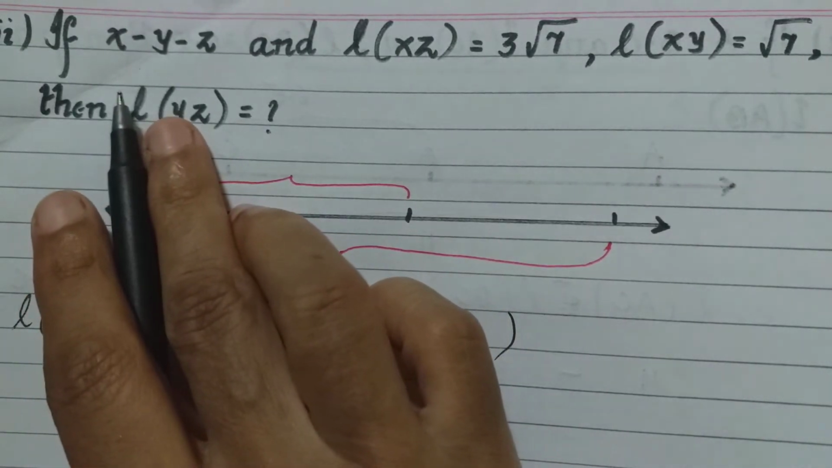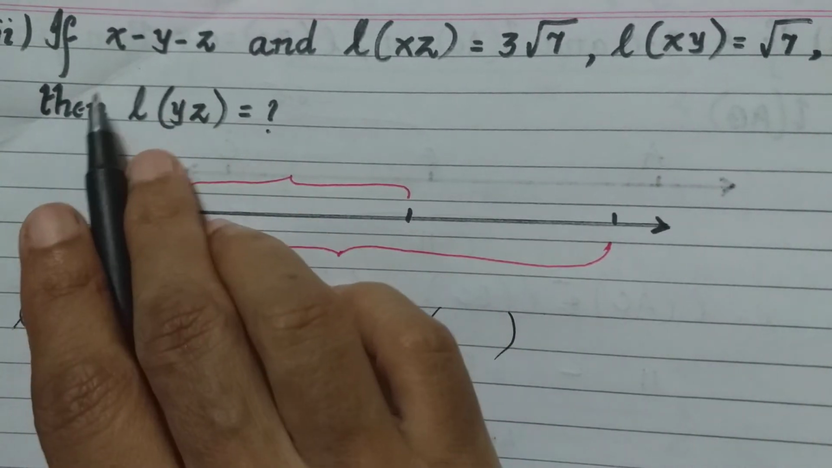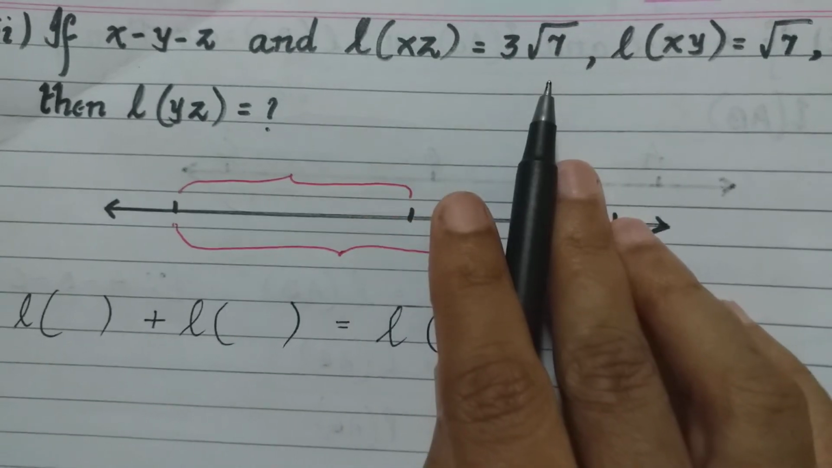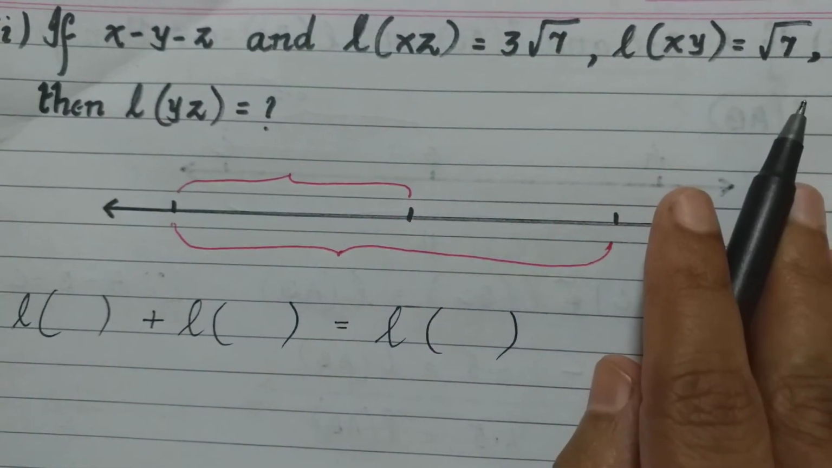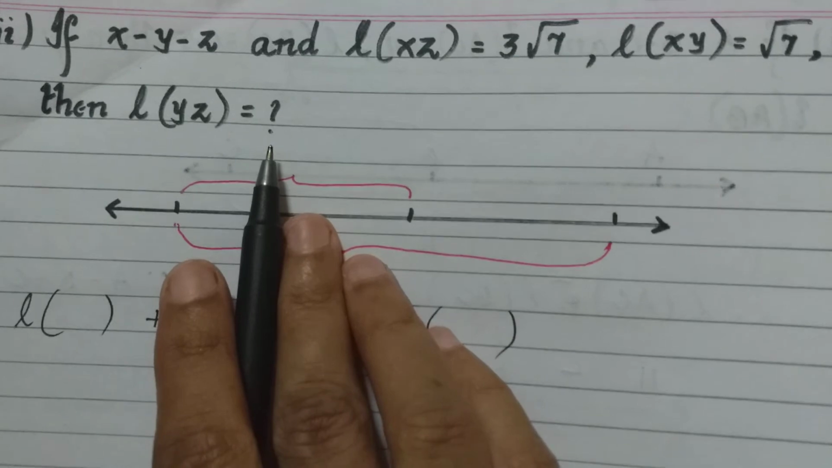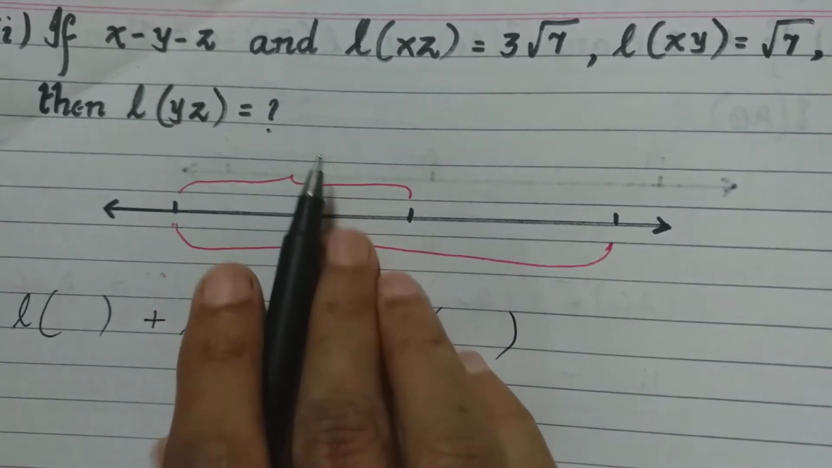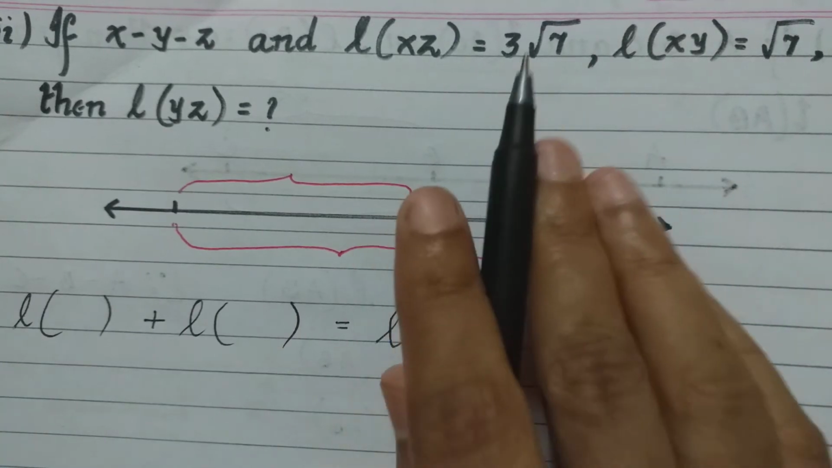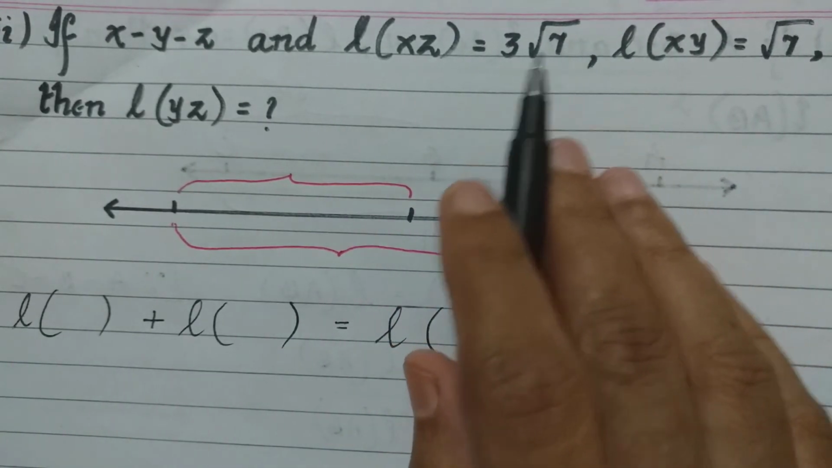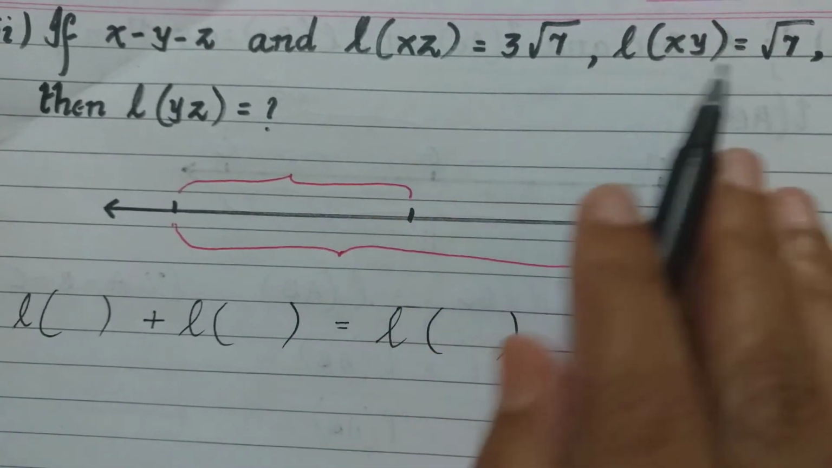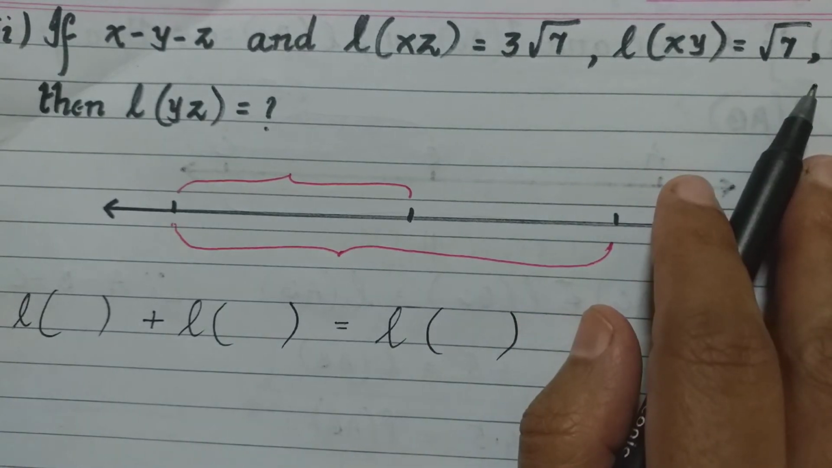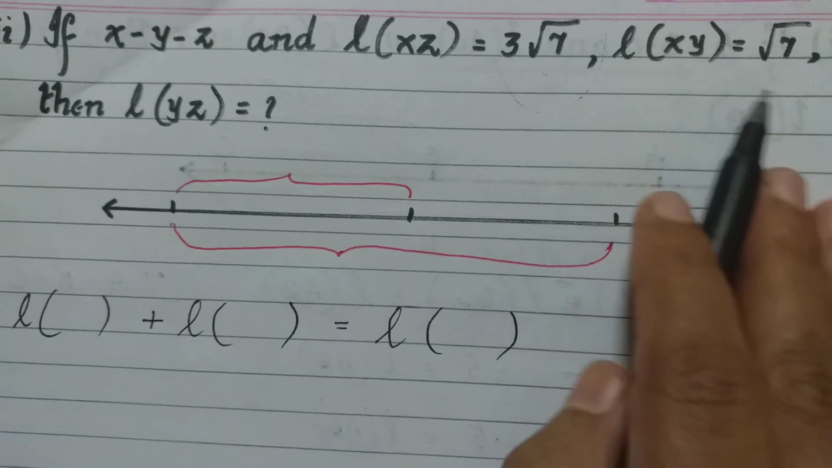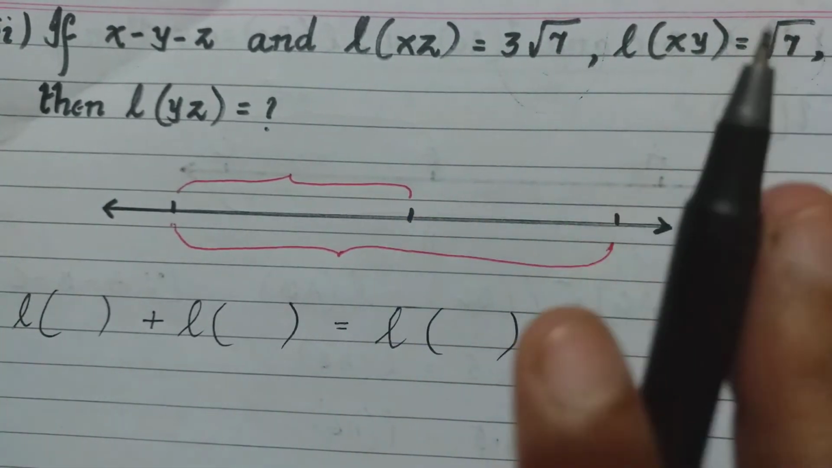Going to the third sub question. If point Y lies between the points X and Z, and length of XZ is 3 root 7 and length of XY is root 7, then length of YZ equal to how much? Now don't get confused with this root 7. We can just think in our mind, think it is x. So what happens? Length of XZ is 3x, length of XY is x. So if it is 3x and x, it is similar. Root 7 is a constant, so we have to consider that way.